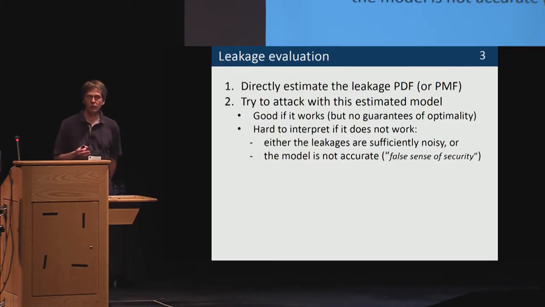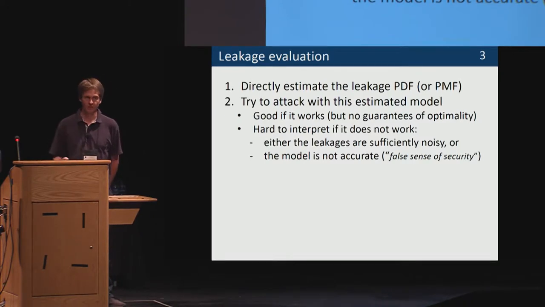And I would say as an adversary, it's perfectly fine if it works, right? Because then you recover the key. As an evaluator, it's already not perfect because even if it works, you have no guarantee that you are optimal as an adversary. And I would say anyway, the main problem both for the evaluator and the adversary is that when this approach doesn't succeed, it's quite hard to interpret.